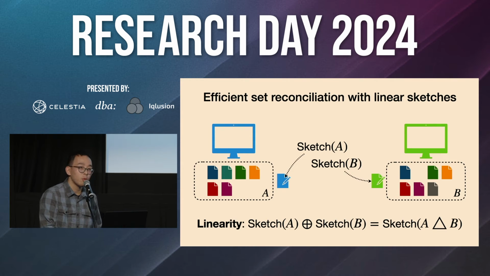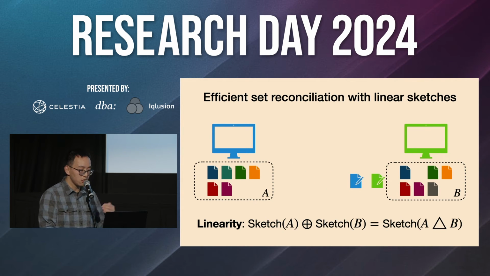So the way you can use this nice property is that Alice can just send her sketch of her set A to Bob, and Bob will add these two sketches so that the resulting sketch will be the sketch of their symmetric difference, and then Bob will try to decode the sketch to recover the items in the symmetric difference, right? So far so good, right?